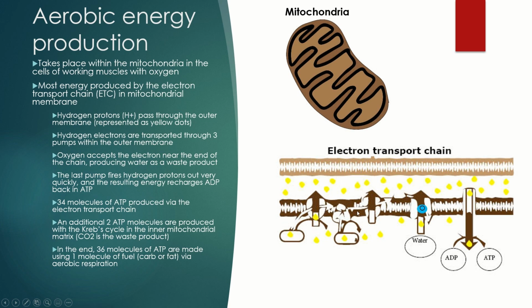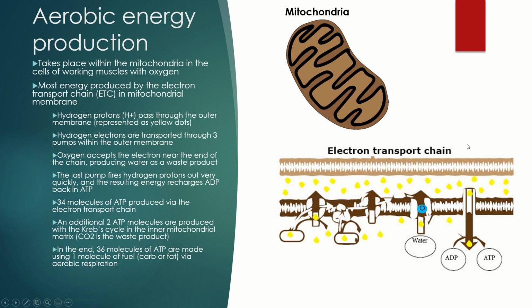The electrons bounce in through these first three pumps. Oxygen accepts the electron, producing water, and that helps make energy to shoot out the last pump, the proton, which then recharges ADP into ATP. So that's where most of the energy production is happening in the mitochondria for aerobic respiration.